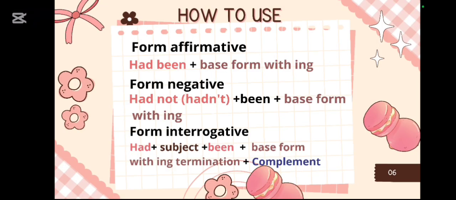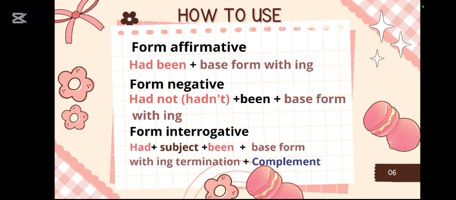Now we will see the structure in three forms: form affirmative, negative, and interrogative. The first form, affirmative, is the auxiliary had plus the participle, the verb to be, been, plus the verb in base form with ing.